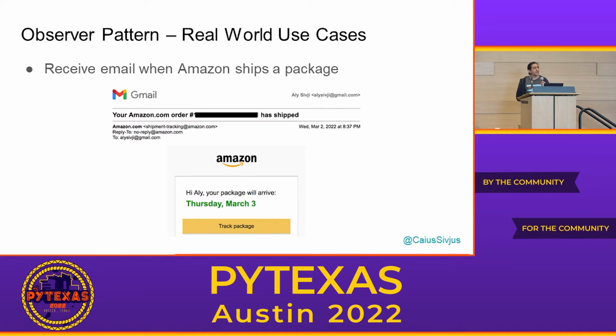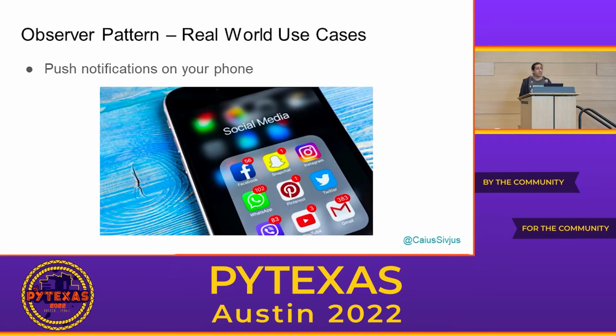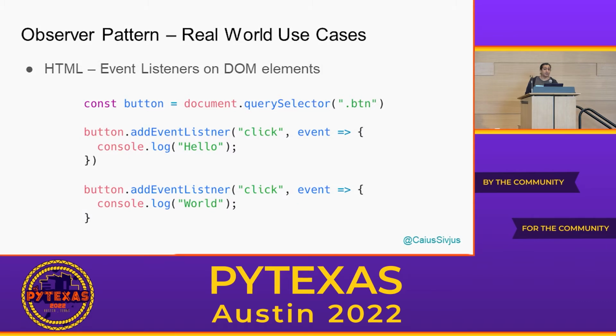When you buy something on Amazon, you're going to be subscribed to all of the notifications for a particular order. And then when your package ships, if it goes in multiple parts, you're going to be receiving an email with a tracking number. Basically, any kind of notification system, it's going to be using the observer pattern underneath the hood. And finally, the observer pattern is widely used in HTML and JavaScript. We can add event listeners to DOM elements to have user interaction.